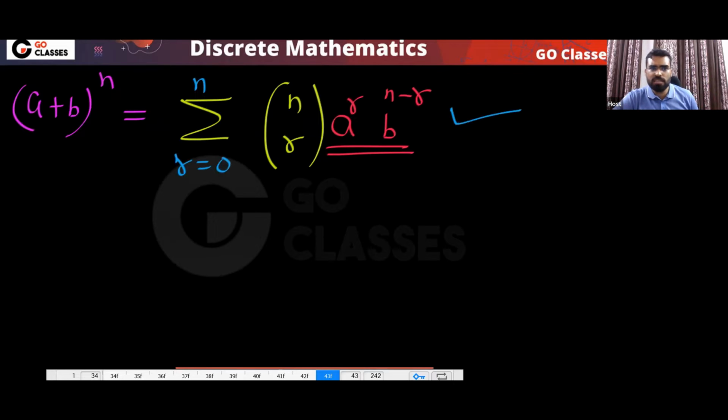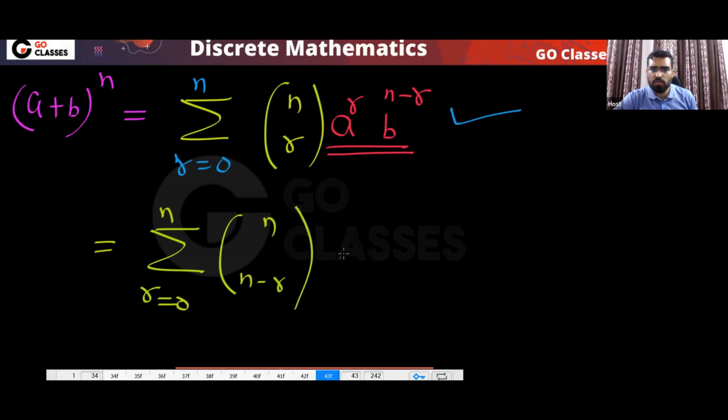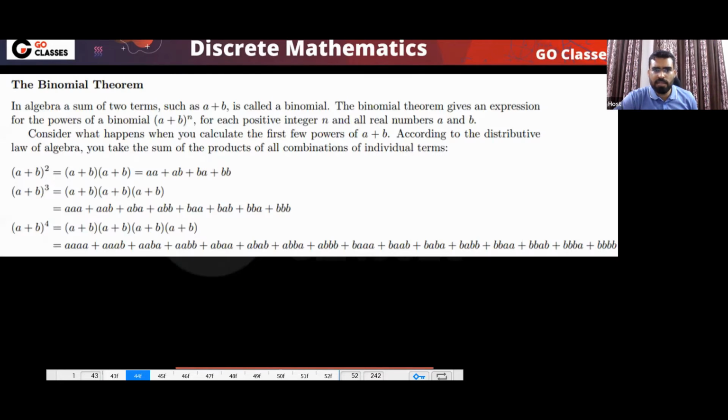Okay, this is your answer. You know nCr is equal to nC(n minus r), so you can write it like this also. Okay, this is your binomial theorem. This is the binomial theorem.